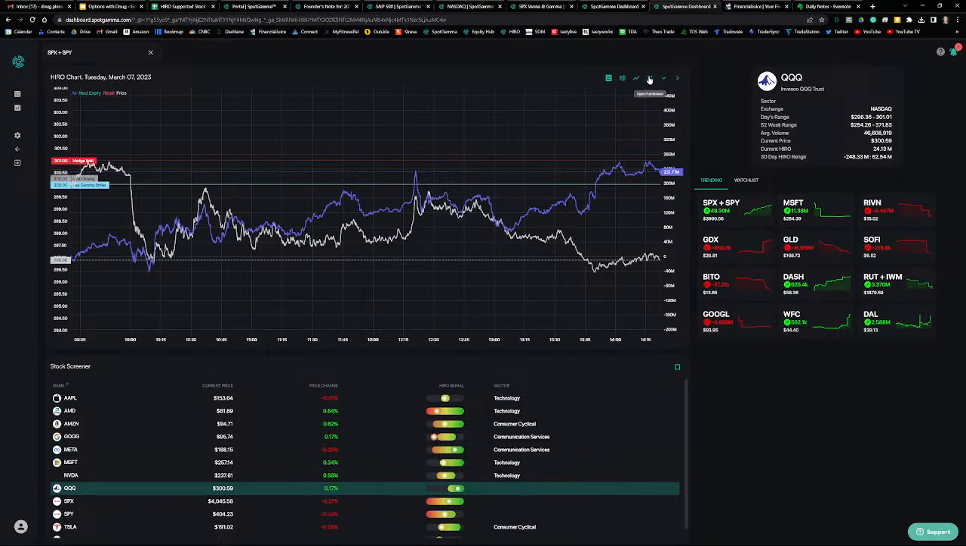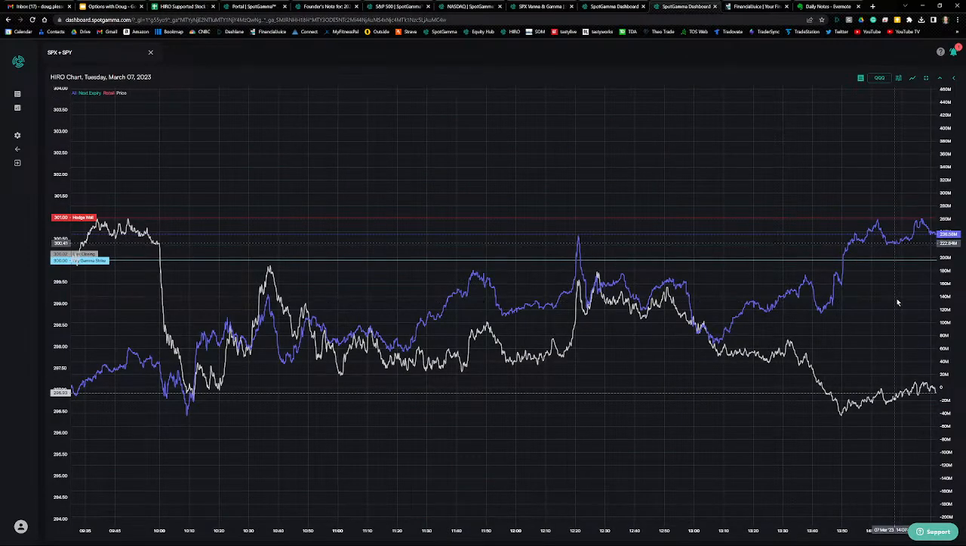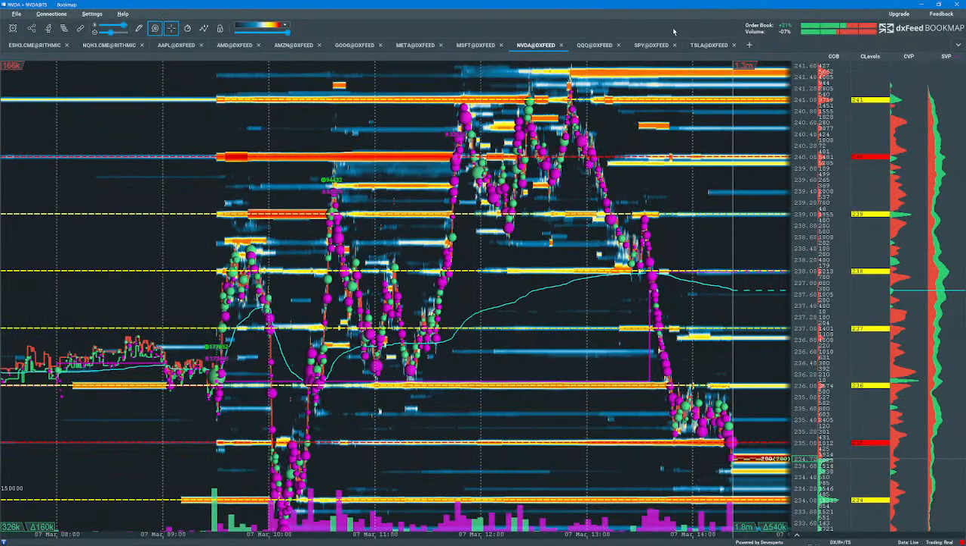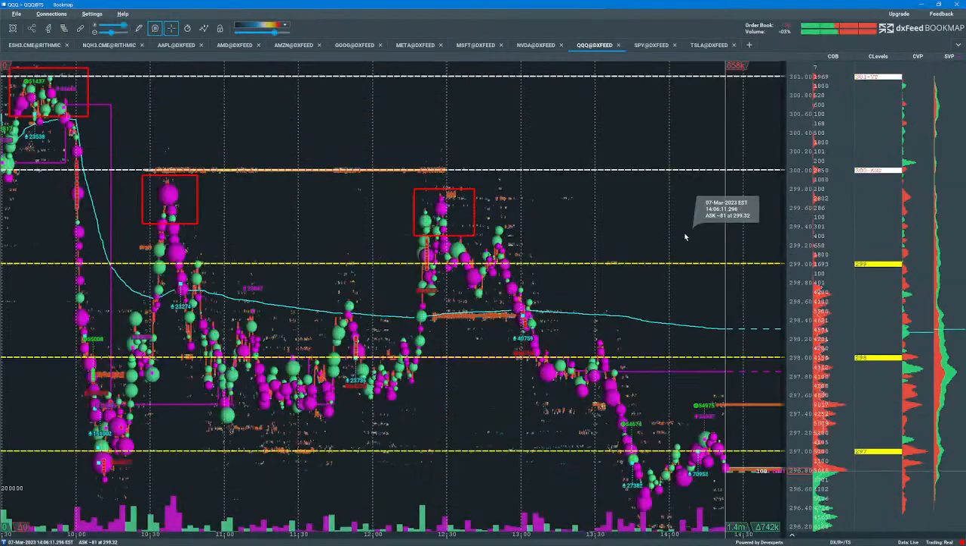Okay, so this is QQQ. And this is really confirming a long in the morning. Not a lot of clarity here. Let's go take a look at Bookmap. QQQ.